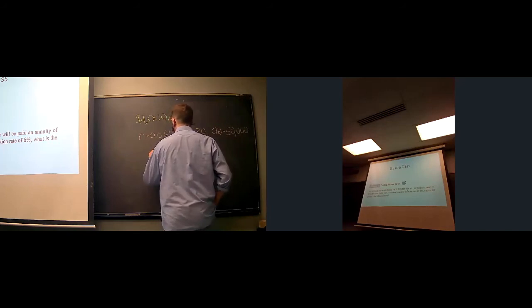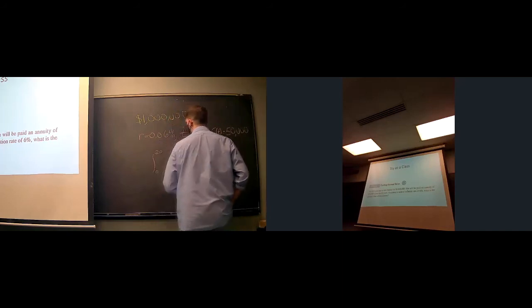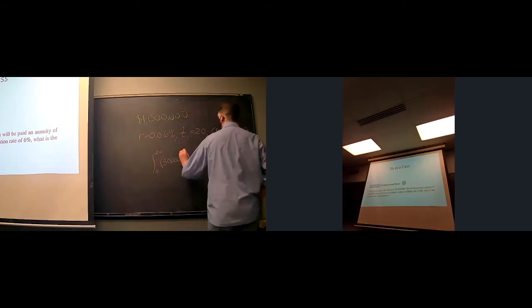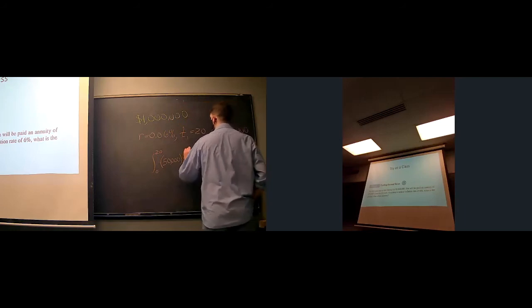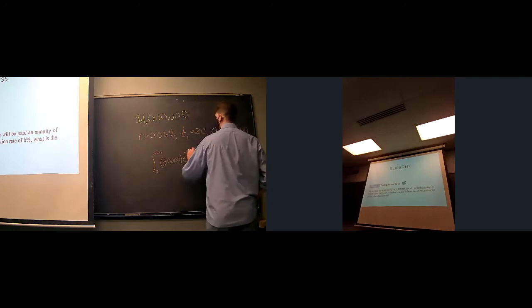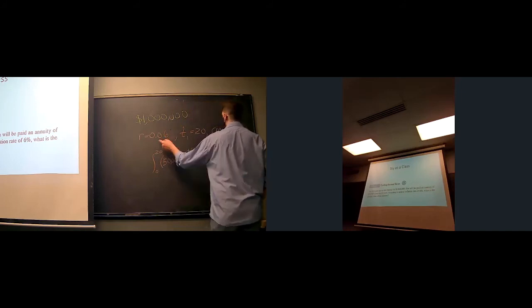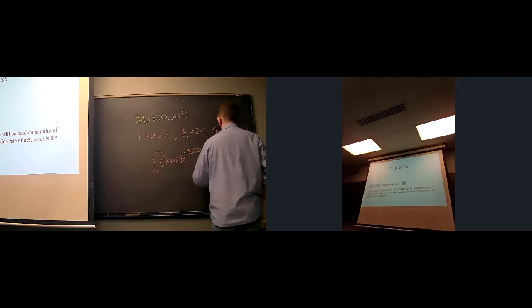So the present value is going to be the integral from 0 to 20 of 50,000 times e raised to the negative t times 0.06. Sorry, that wasn't supposed to be a percent. It's just supposed to be a decimal. But negative t times 0.06 dt.